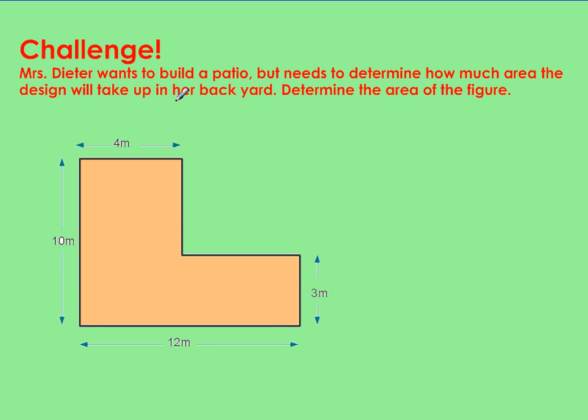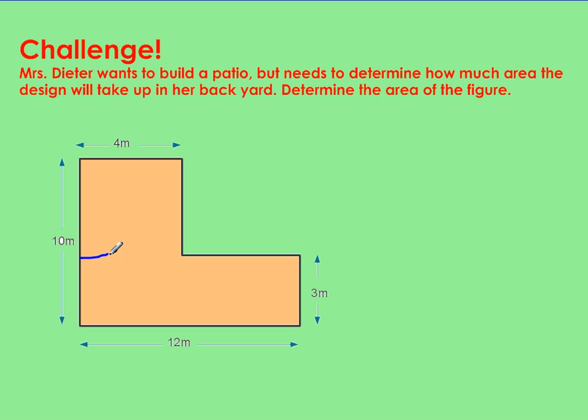One last thing we can do is, let's say, a challenge, but we can figure this out. Let's say I want to build a patio, but I need to determine how much area the design will take up in my backyard. And we need to figure out this formula, or at least to figure out the area of the figure. Now there is no formula for weird L-shaped patios, so what we need to do is start to break it down the best that we can.